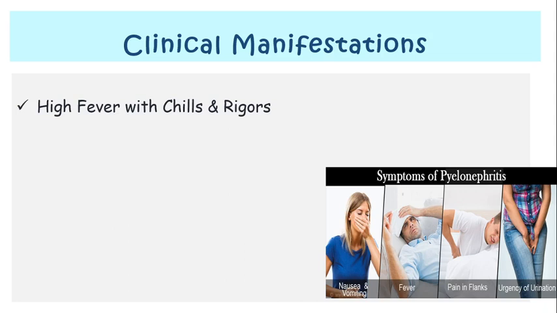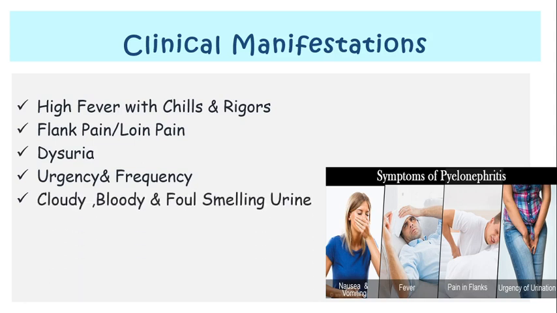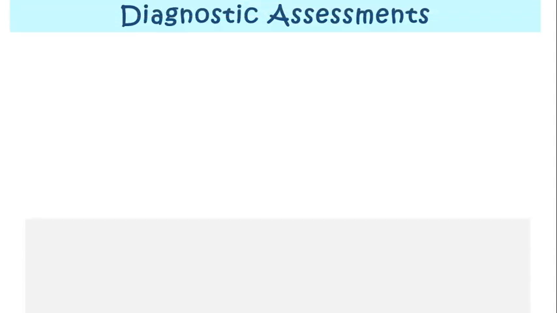There will be high fever with chills and rigors. There will be flank pain or loin pain, dysuria, that is pain or burning sensation during urination. There will be increased urgency to pass urine, and the number of times they urinate will also increase. That is, frequency is increased. The urine they pass will be cloudy, dark in color, that is bloody, and also foul smelling. There will be nausea, vomiting, headache and muscle pain. So these are the symptoms of pyelonephritis. Remember, not like lower urinary tract infections, or commonly called urinary tract infections, pyelonephritis is a very serious condition where the patients are usually very toxic, they have high fever and chills sometimes.